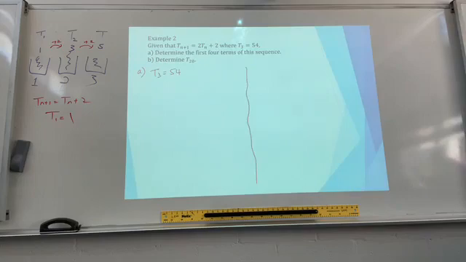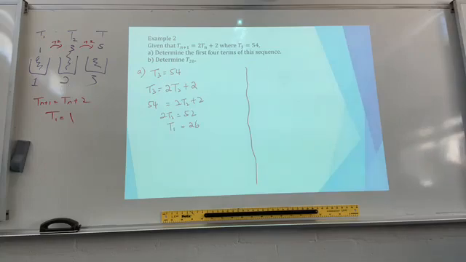So what do you need to do? Work backwards, right? So you know T3 is actually 2 T2 plus 2. Agree? So therefore, 54 equals 2 T2 plus 2. 2 T2 equals 52. T2 therefore equals 26.